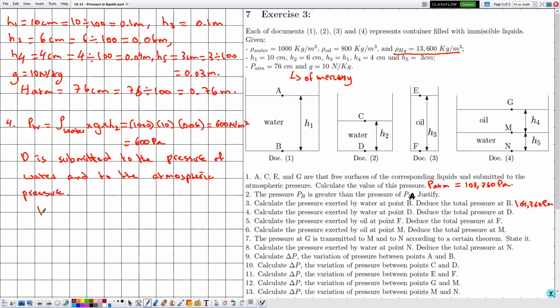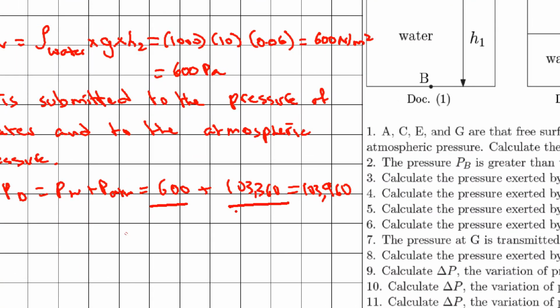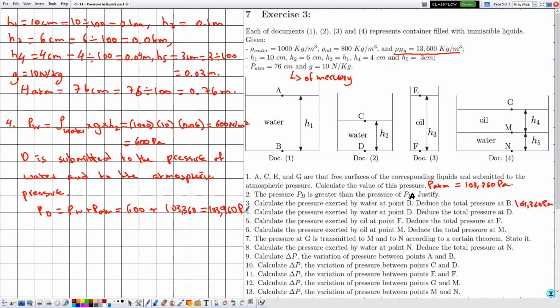So the pressure at the point D is given by PW plus P atmosphere, then 600 plus 103,360. So plugging this on the calculator, then the value of PD is given by 103,960. Since both of these values are expressed in the SI, which is Pascal, the value of PD will be in Pascal. So the pressure at the point D is given by 103,960 Pascal. And let me write here that the pressure at the point D is given by 103,960 Pascal.